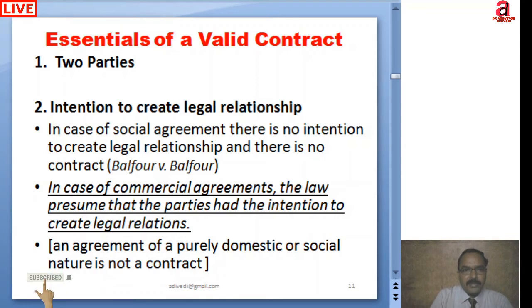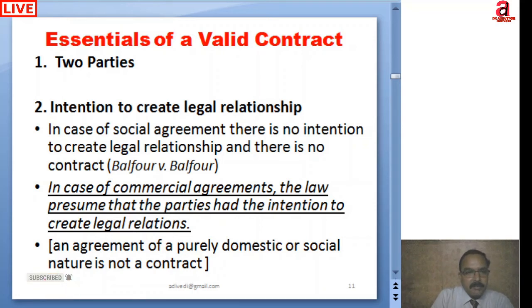The second important point of essentials of a valid contract is intention to create legal relationship. In case of a social agreement, there is no intention to create legal relationship and there is no contract. Balfour versus Balfour is a landmark case related to intention to create legal relationship. In case of commercial agreements, the law presumes that the parties had the intention to create legal relations. An agreement of a purely domestic or social nature is not a contract. Let's understand this with the example of a case.